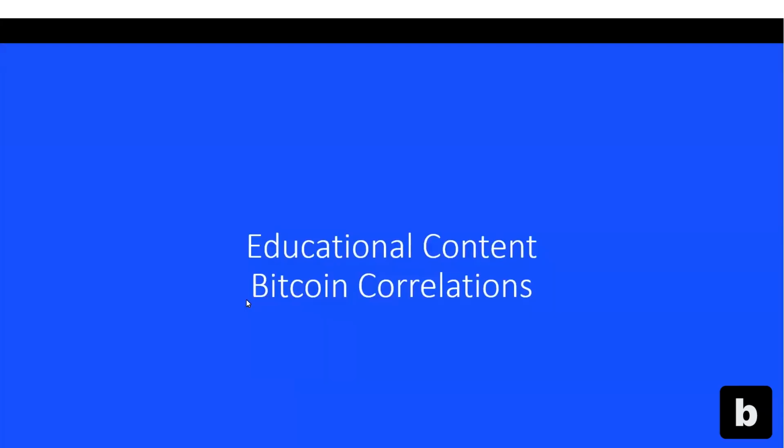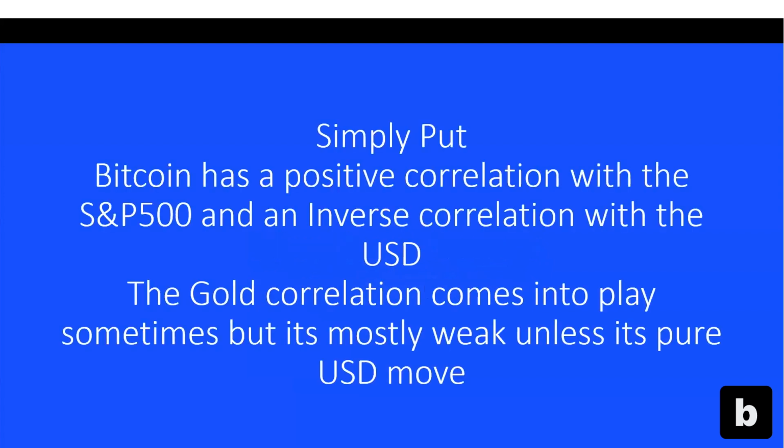Okay, so getting straight into this week's educational content, which is Bitcoin correlations. So I think very simply put, Bitcoin has a positive correlation with the S&P 500, and it has an inverse correlation with the US dollar. So those are the two most simple correlations and uncorrelated asset classes that we think about with Bitcoin.